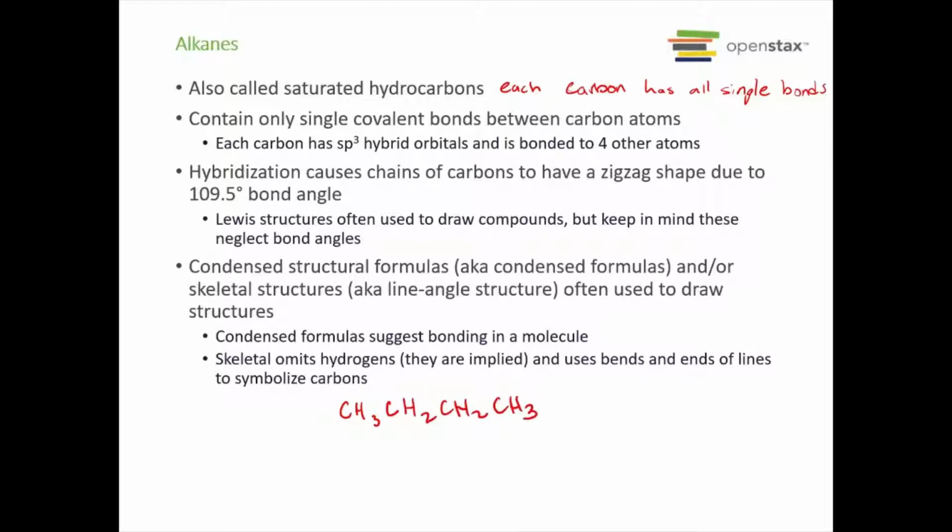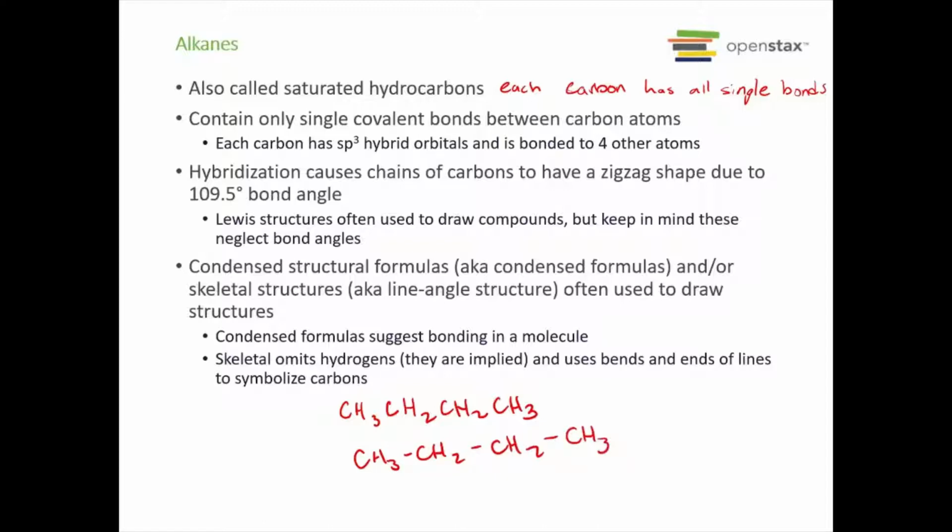So this is showing you that you have a carbon with 3 hydrogens that's bonded to a carbon with 2, to a carbon with 2, to a carbon with 3 hydrogens. And it's just to save room. Sometimes they might also be written with a line in between. Again, it's just to save room though.